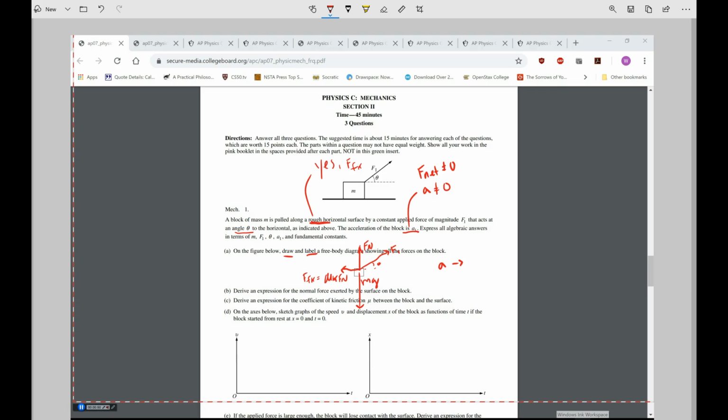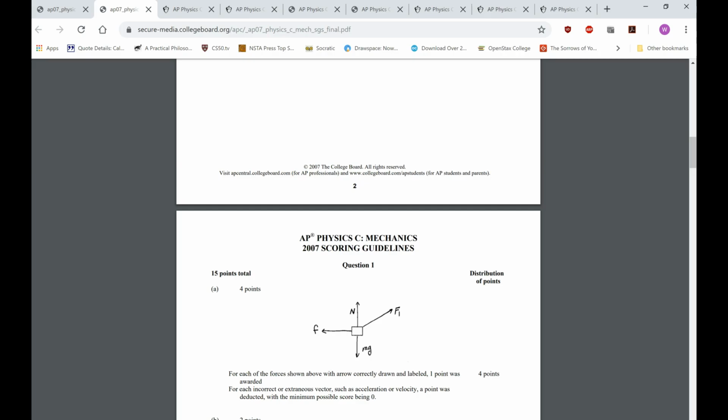All right, let's go ahead now and take a look at the scoring for that. And I think you'll find that you really can get a lot of points for doing these free body diagrams if you know them well. So 4 points for each of the forces shown above with the arrow correctly drawn and labeled. 1 point was awarded. So notice how 4 points out of 15 is pretty significant for doing something that really probably doesn't take more than a minute or two. And so anytime you see a free body diagram, I would always suggest that that be the first thing you do. Grab those points.